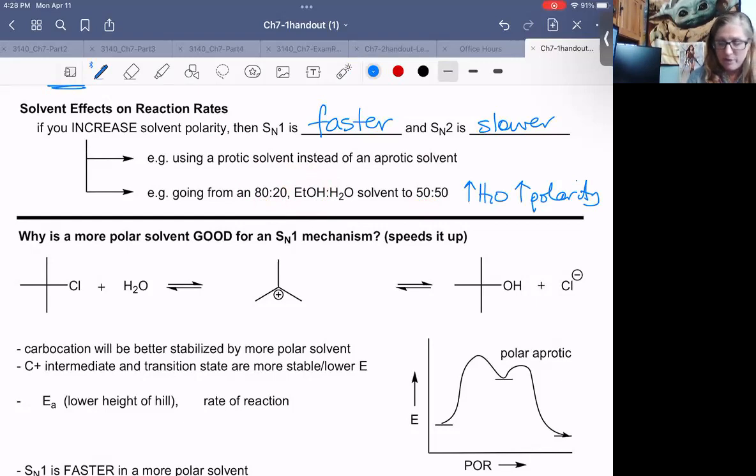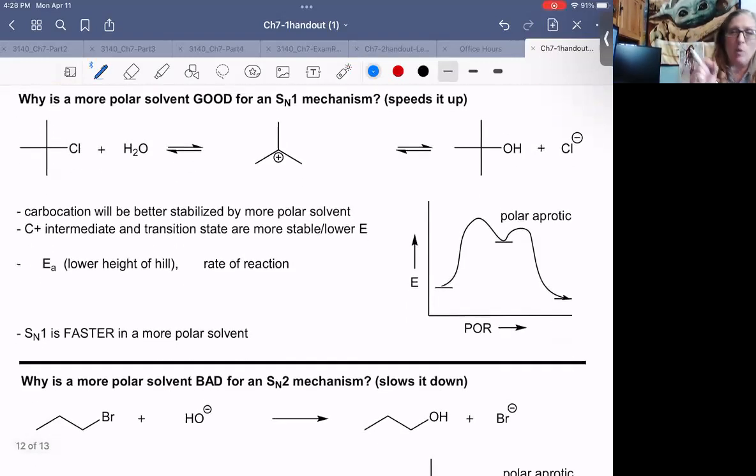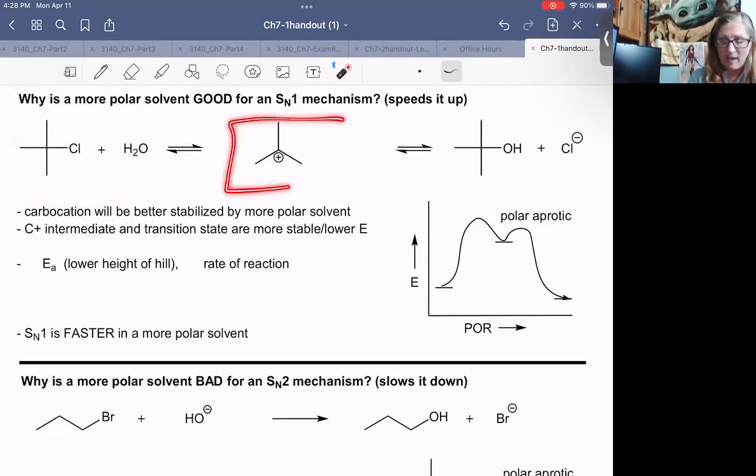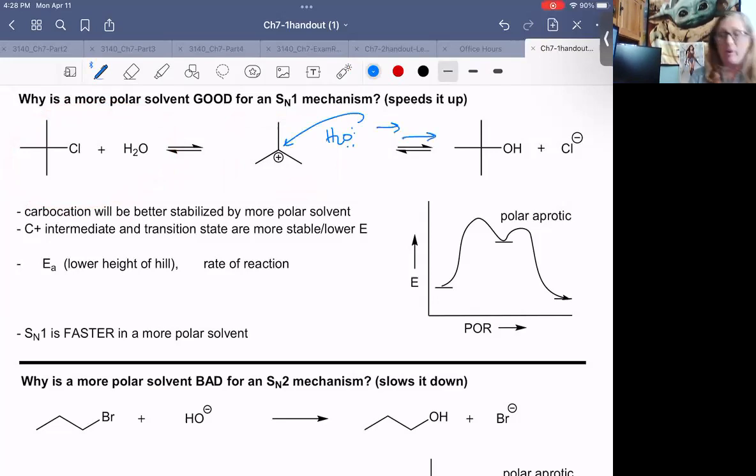Okay, so here's the question: why is a more polar solvent good for an SN1? Why is that something that would speed up the reaction? Here's an example of an SN1. I have tert-butyl chloride and water. Remember, unimolecular reactions like SN1 go through a carbocation intermediate, and then water is going to attack as a nucleophile, and after we deprotonate, we get to our final product.